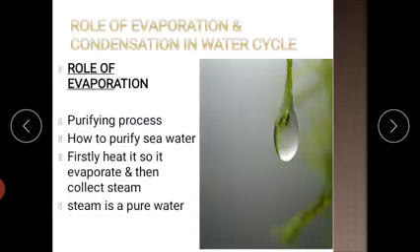Now coming to the next topic, the role of evaporation and condensation in the water cycle. There is a certain role of evaporation and condensation. How? Because through evaporation, we can purify water. In sea water, there are enough salts present which we want to remove. So firstly we heat the water, then the steam from the heated water is collected, and the steam is converted into pure water.